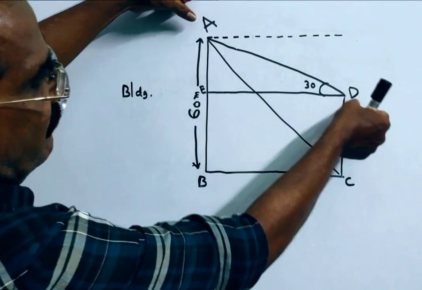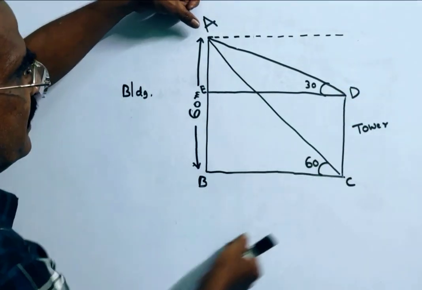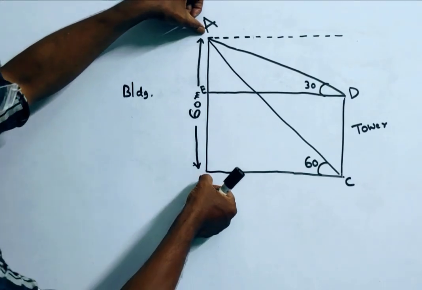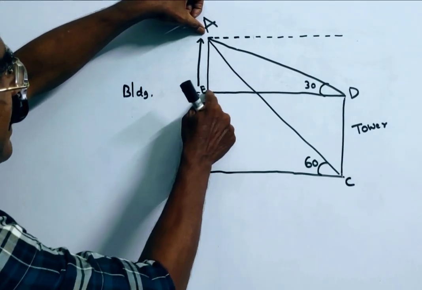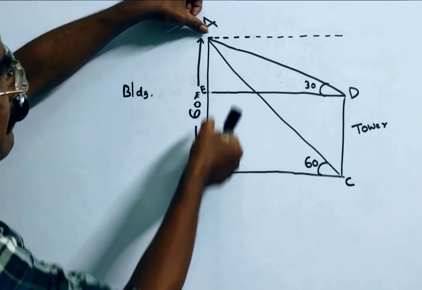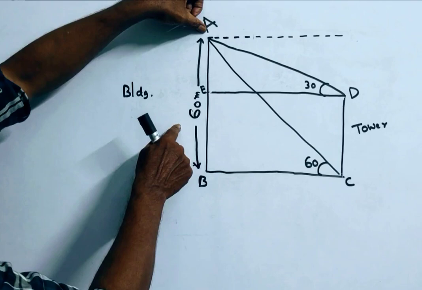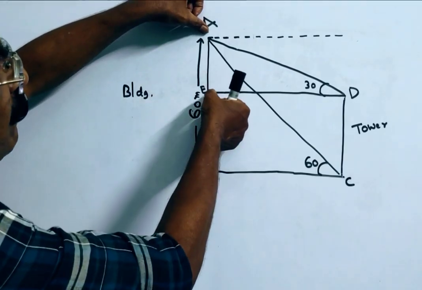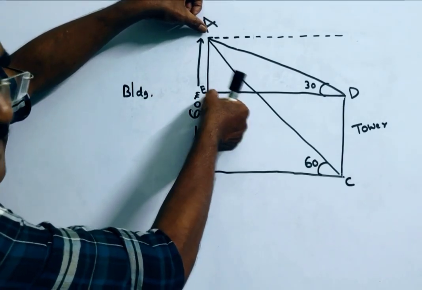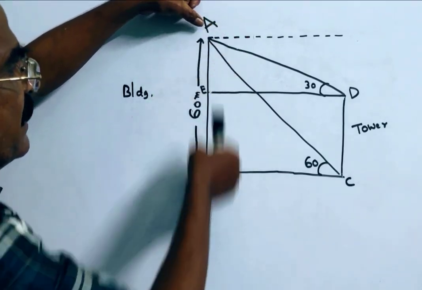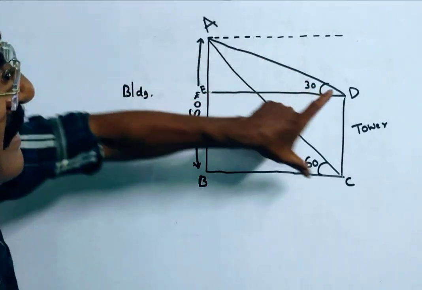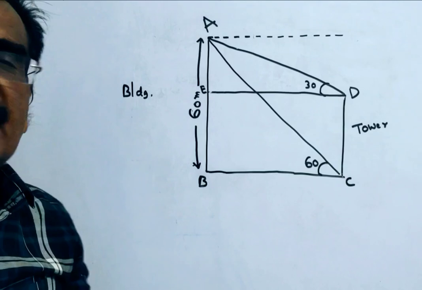Friends, the height of the tower CD is equal to AB minus AE. AB is known, AB is 60. We have to find AE. So AB minus AE is the height of the tower.